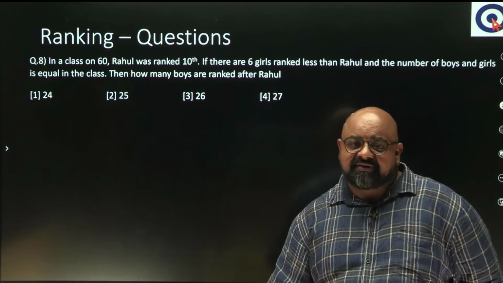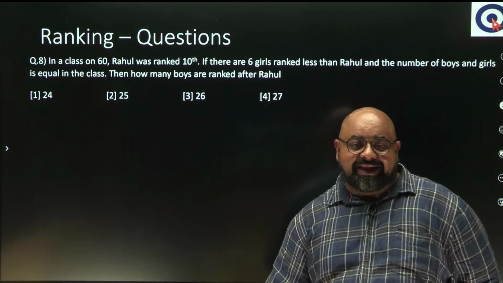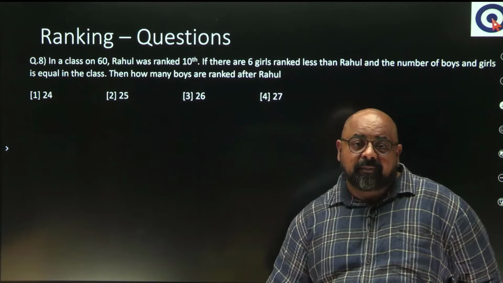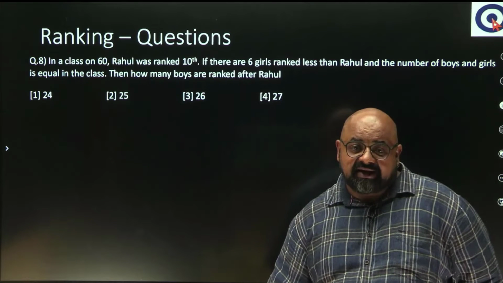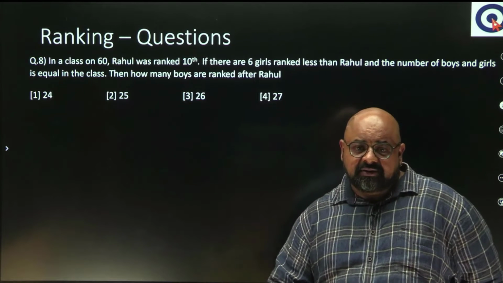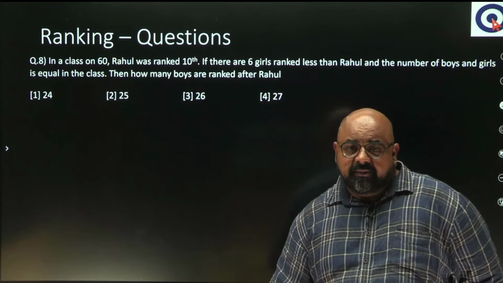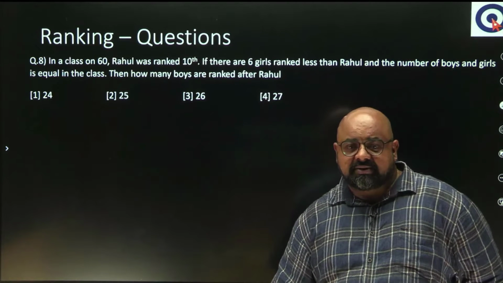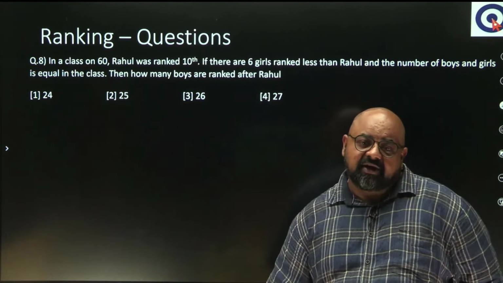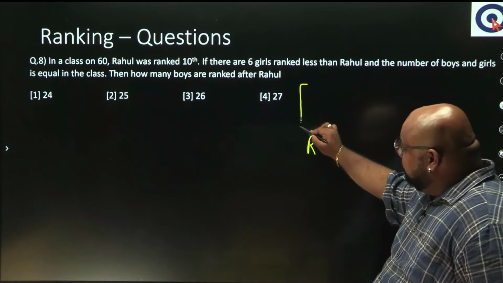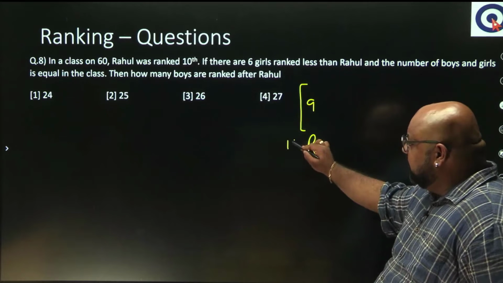In a class of 60, Rahul was ranked 10th. If Rahul is ranked 10th, there will be 9 people in front of Rahul. If there are 6 girls ranked less than Rahul, so less than means before 10, 1, 2, 3, 4, 5, 6, 7, 8, 9, and the number of boys and girls is equal in the class, then how many boys are ranked after Rahul? So let us draw Rahul first. There are 9 people in front of Rahul, and therefore Rahul is 10th.